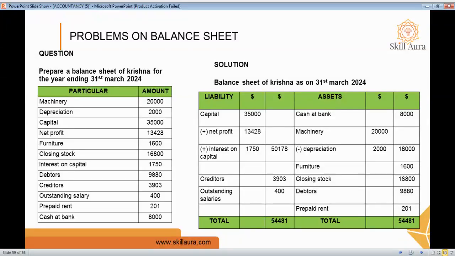When the asset and liability amounts are equal, then the solution is correct. When it is not tallying, somewhere you've made a mistake, so you have to analyze it. You'll verify the solution like this. By verifying, if both amounts are equal, then you will consider it as a correct one. If it is not tallying, then it will be a wrong one. So you have to balance it.